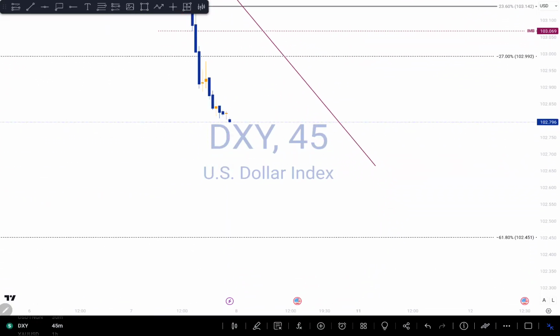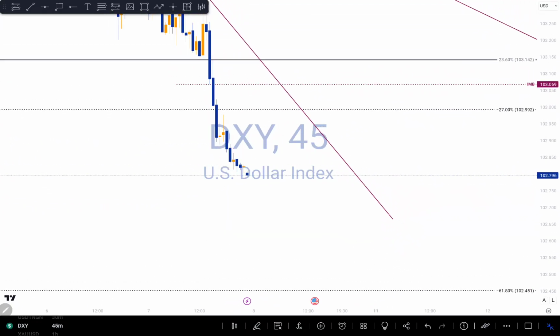So just because we don't have any momentum right now, right? I'm just going to put my scenario here that if you're going to continue to push to the downside, certainly my next target is going to be my next 61.8% fib level, which is around this area right here, and that is 102.450, around that area right there.